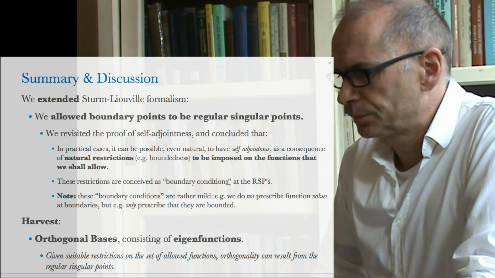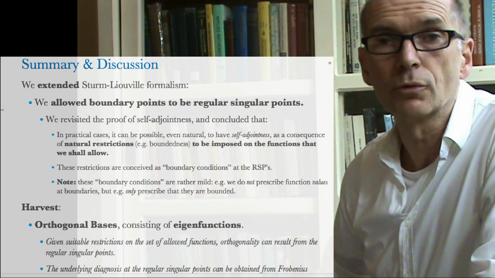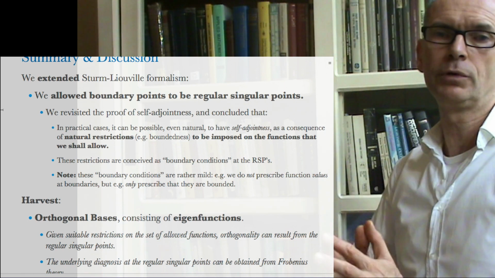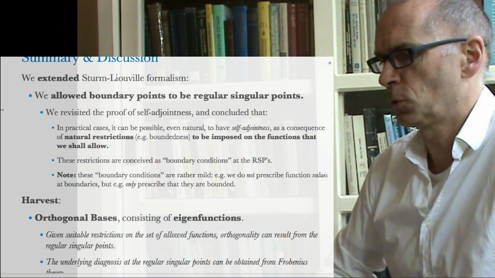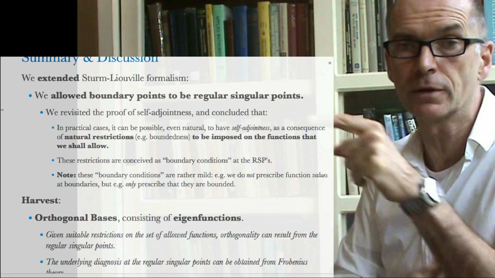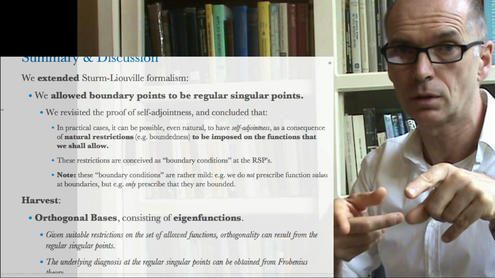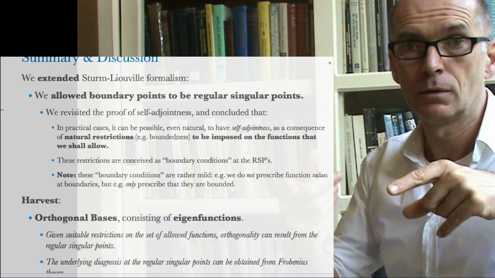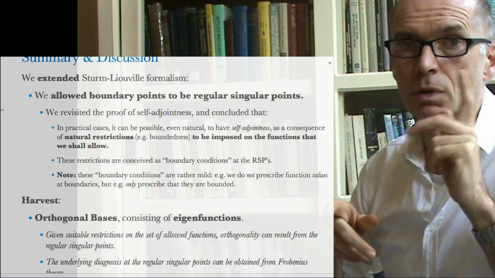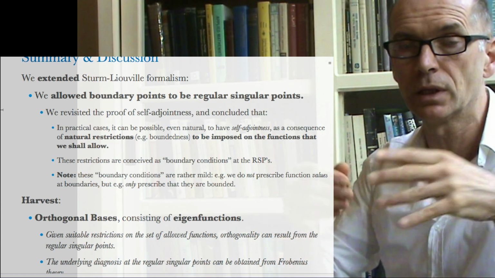Well, now, to summarize the whole episode. In this episode we extended the Sturm-Liouville formalism to allow boundary points to be regular singular points of the differential operator. And in this part 2 we saw as an example the Legendre differential operator from Legendre's equation, and indeed that has regular singular points at x is minus 1 and 1. And hence the whole Sturm-Liouville problem lives on that interval.